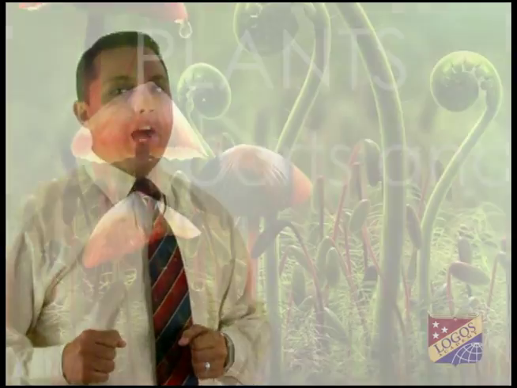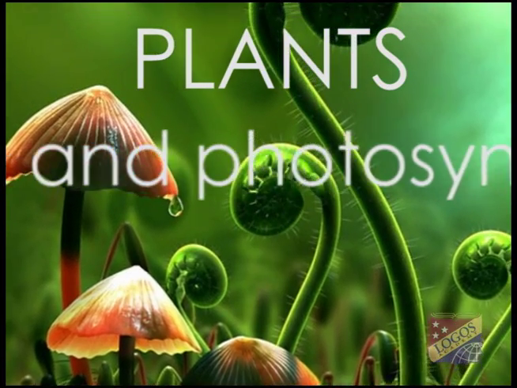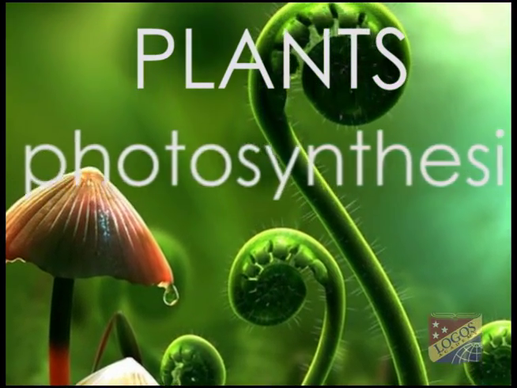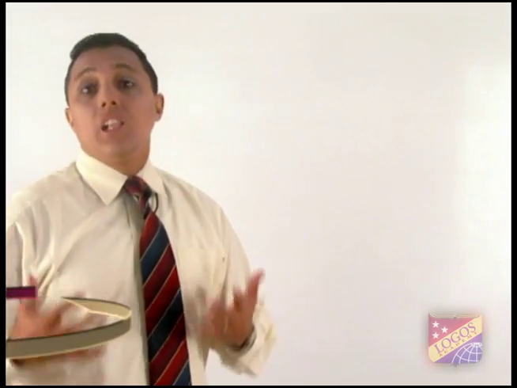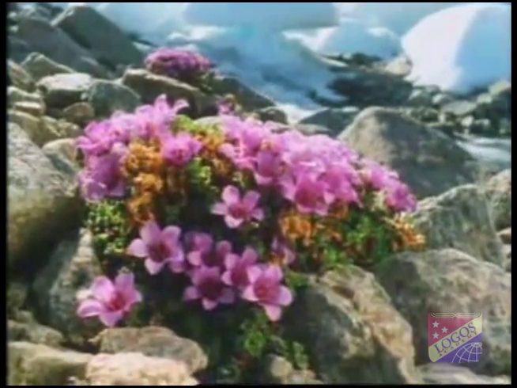Today we're going to learn about plants, parts, and photosynthesis. Plants are living things. Like us, they grow, feed, and produce young. Plants are essential for any ecosystem and include magnificent trees and colorful flowers. They provide all the energy for the ecosystem because they can get energy directly from sunlight.